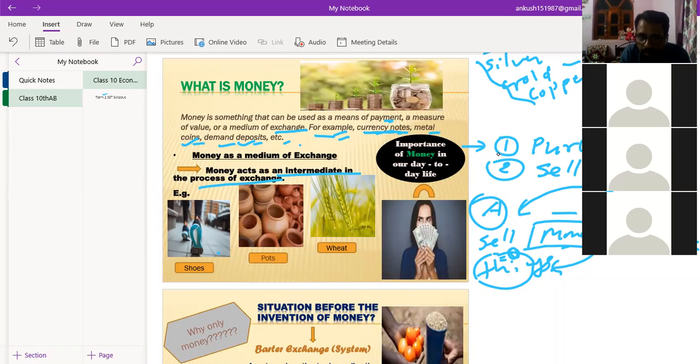Are you getting? Yes, sir. Okay, understood. Now see, there are situations where we have three people. In your book it is also given over there.